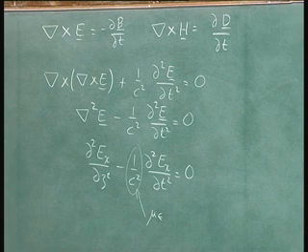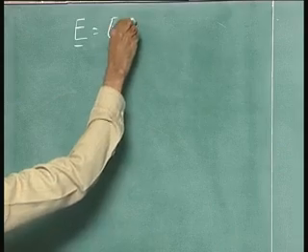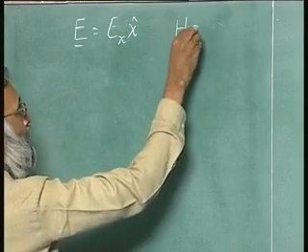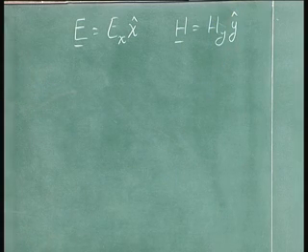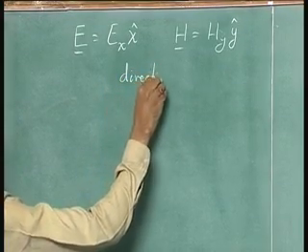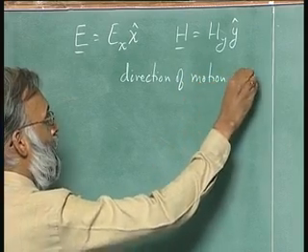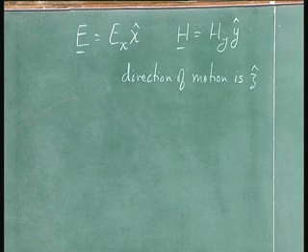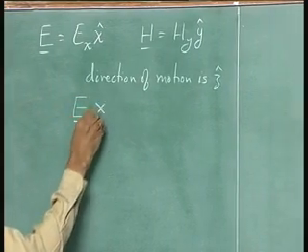So, to start, let us look at what we have been saying up to now. We have said that if we guessed that the electric field is E x x hat, the magnetic field is H y y hat, and if we assume that the direction of motion is z hat, then we get solutions. So, if you look at the direction z hat, it is in the direction E cross H.